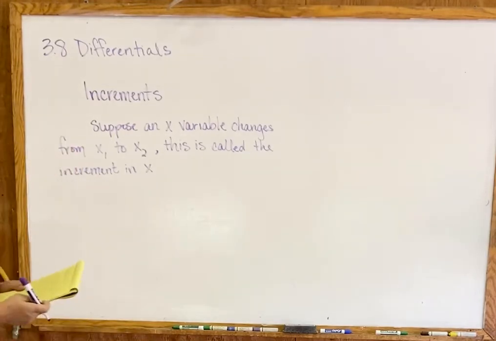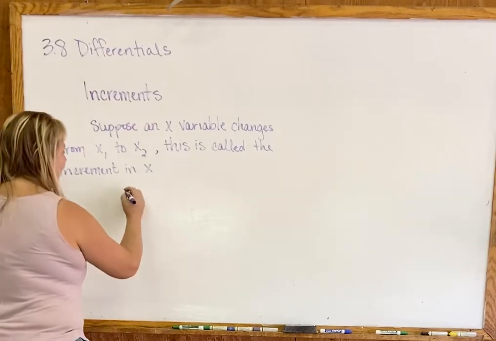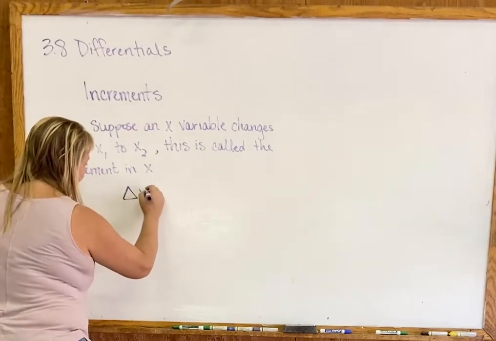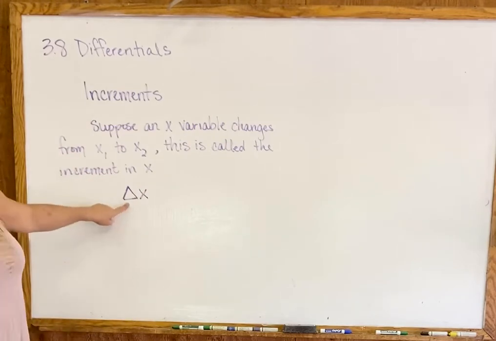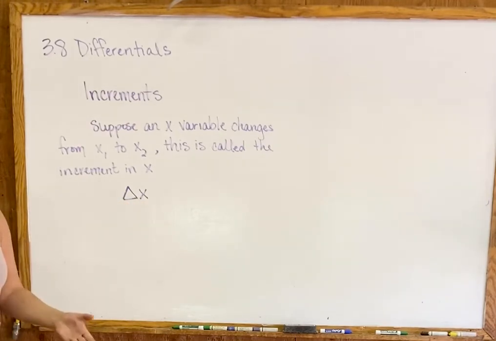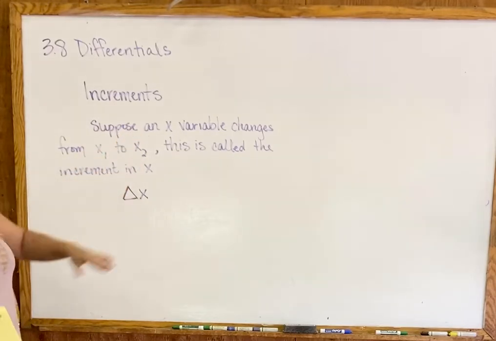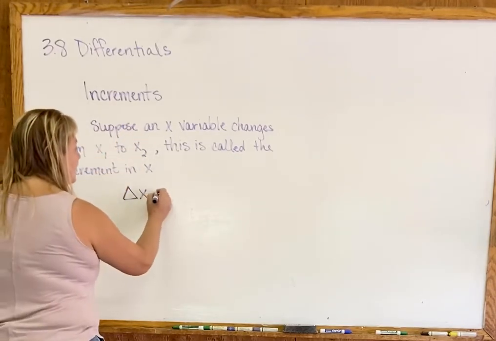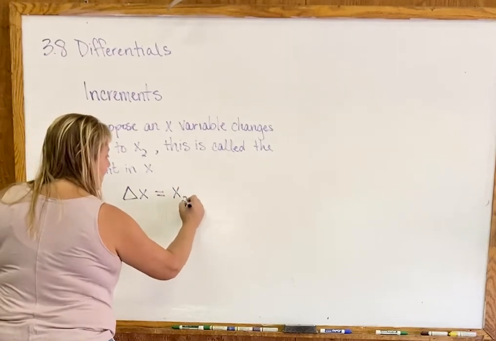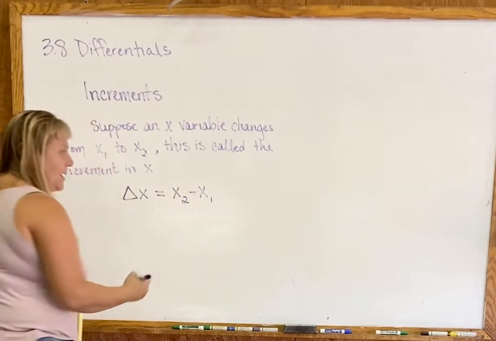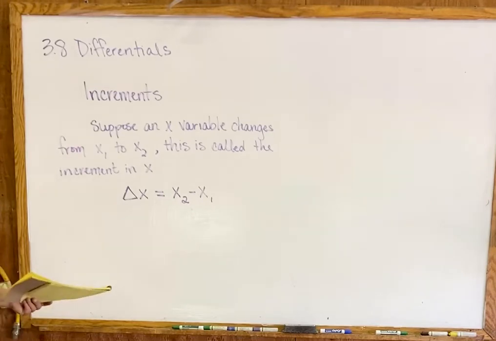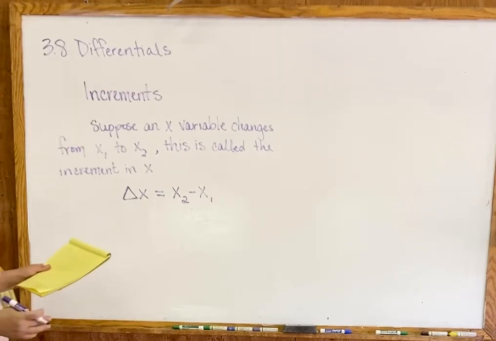The increment in x. We're going to look at how a variable changes. The notation that we use for increments looks like this. This is not meant to be a triangle, it's delta, and delta is the Greek letter D, basically. So this is delta x, and delta stands for a change. This basically says a change in x. We find this increment, or this change in x, by taking x sub 2 minus x sub 1. We've done this in the past before.